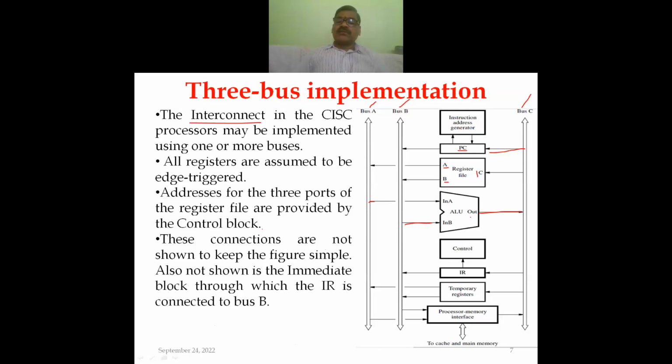Similarly, the temporary registers are connected to bus A, bus B and bus C in the same way as the register file. And this is the processor memory interface. It reads from bus A and bus B, and it writes to bus C. This interface is connected to the cache and also the main memory.